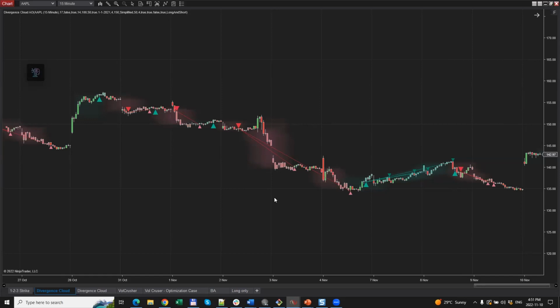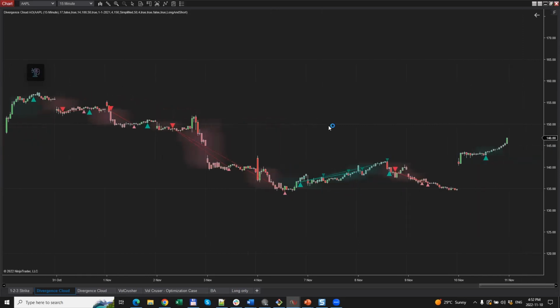In addition to the cloud color, however, divergence cloud also comes with its own entry and exit signals. And similar to 1, 2, 3 strike, we can see here that the bigger greenish triangles are long entries, and the bigger reddish triangles are short entries. And just like 1, 2, 3 strike, we also suggest partial exits along the way. So here we have a short entry, first exit here, a second exit here. Here, for example, we had a long entry with 1, 2, 3, 4 partial exits.